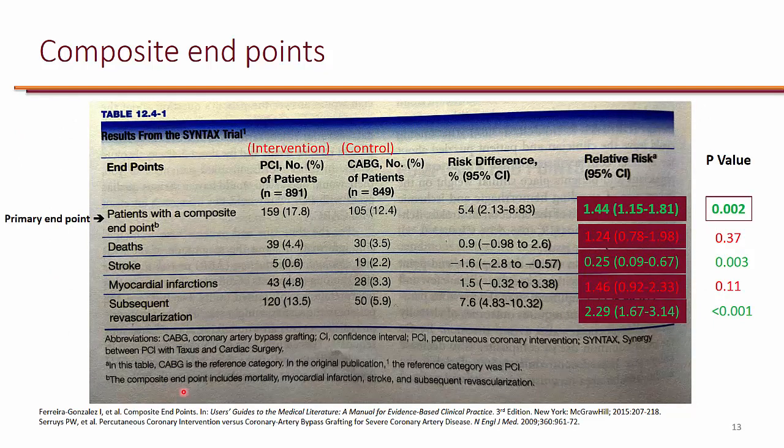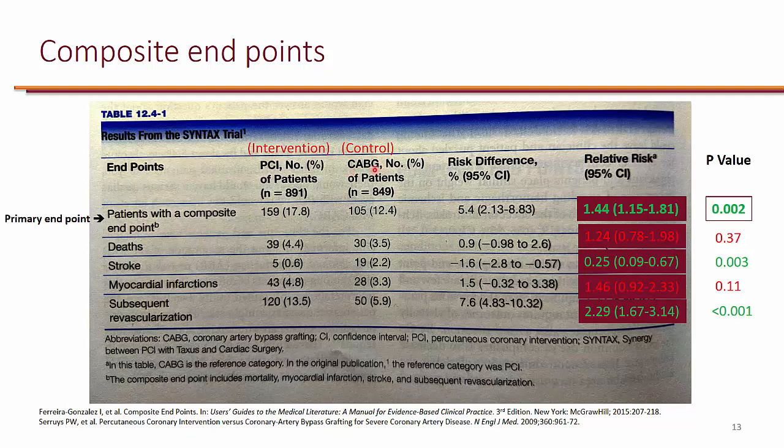Now let's take a look at an example. So this is from the SYNTAX trial. Again, I'm just trying to show you the design of the study, so don't worry too much about what they actually did. This is an example of a two-arm study. So there are two groups, right? One is a control group and one is an intervention group.